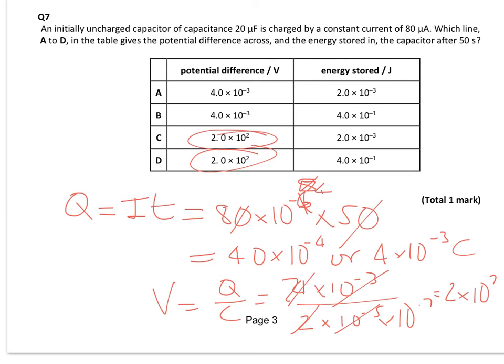And remember, energy stored is half QV. So it's going to be 2 times 10 to the 2 multiplied by 4 times 10 to the minus 3. So this 10 to the 2 would get cancelled out with one of those leaving 1. So you're going to end up with 8 times 10 to the minus 1 divided by 2 gives you 4 times 10 to the minus 1. Remember, this is the equation we were applying there, and it's just a case of using the numbers we already have.